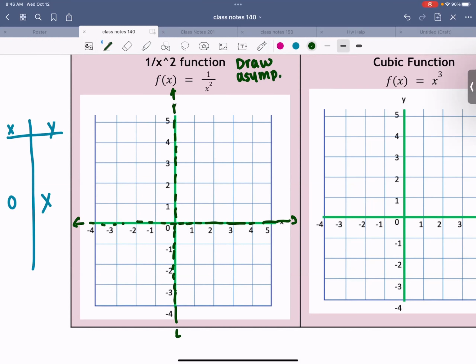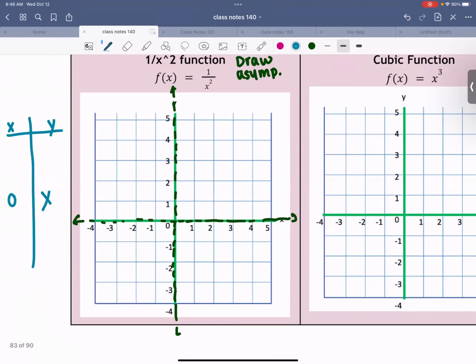Okay, let's find out what the other points on this graph are. At 1, what is 1 over 1 squared? 1, right? What about -1? What's 1 over -1 squared? 1, right? Because -1 squared is 1. 1 over 1 is 1. Okay, so I've got 2 points in this graph. I've got 1 and -1.